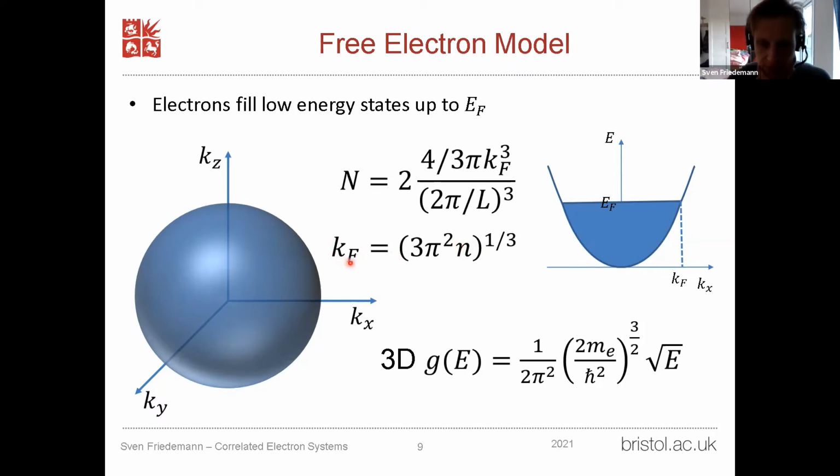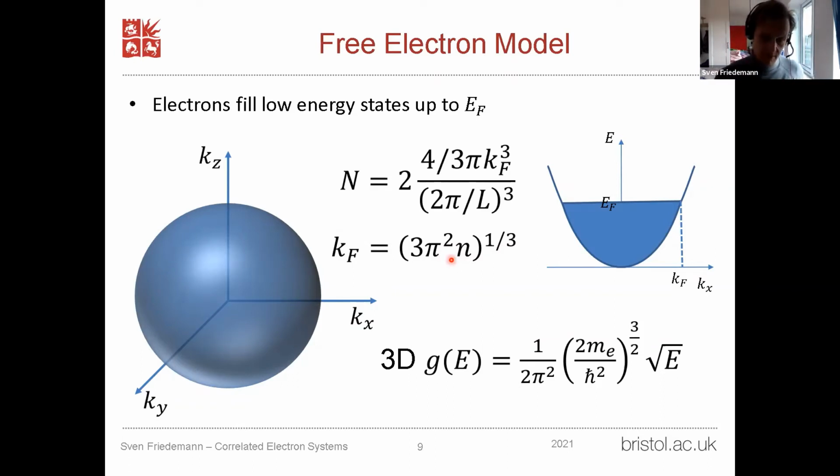So it's easy to go from kf to an energy, just using the expression that we had on the previous slide, namely that the energy is equal to h bar k squared over 2m. And hence we could even write this as a function of density, particle density as a function of energy.